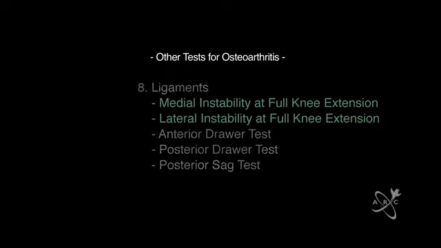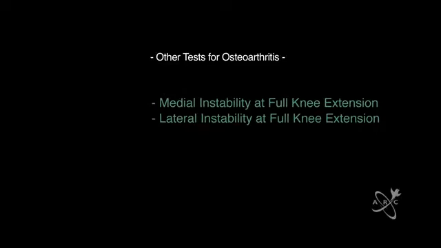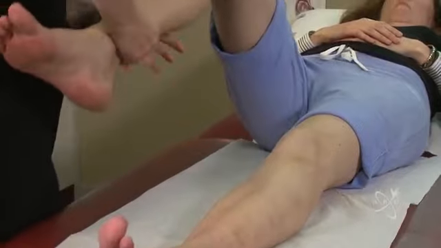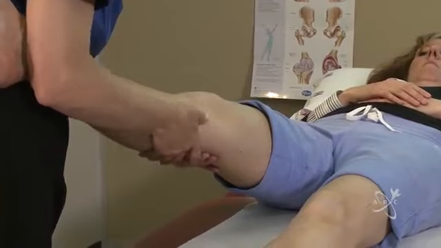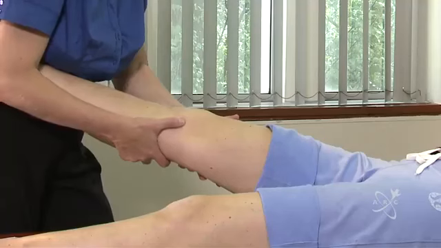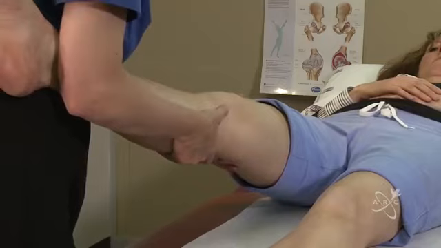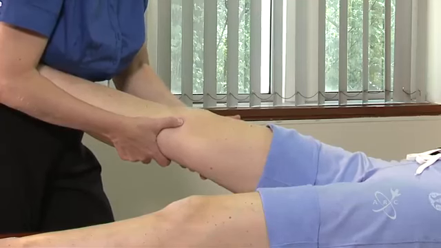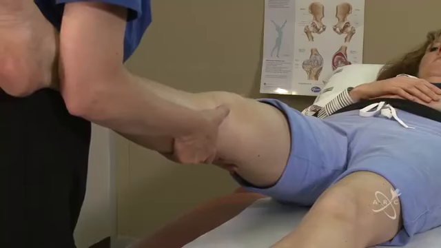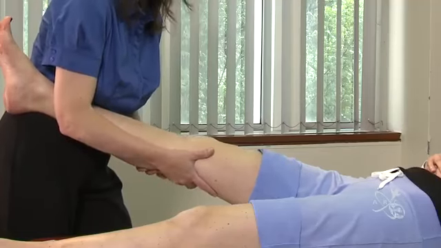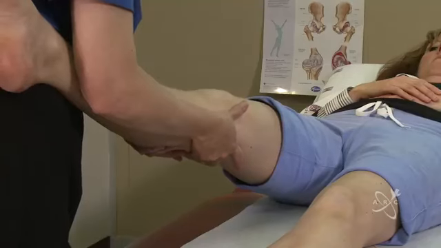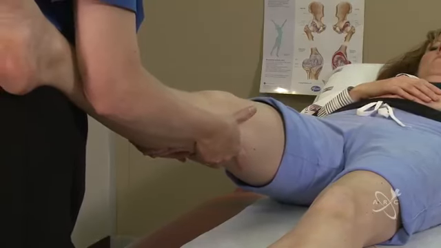Often medial and lateral instability is tested at full knee extension and 30 degrees of knee flexion. However, the test at 30 degrees flexion is not reliable for osteoarthritis. I am testing for instability at 0 degrees with the ankle under my arm and the thumb on the joint line. Now, to test for medial instability, which really tests the integrity of the medial collateral ligament, I apply a valgus stress and look for a gap over the medial joint line. To test for lateral collateral ligament stability, I apply a varus stress and look for a gap over the lateral joint line.